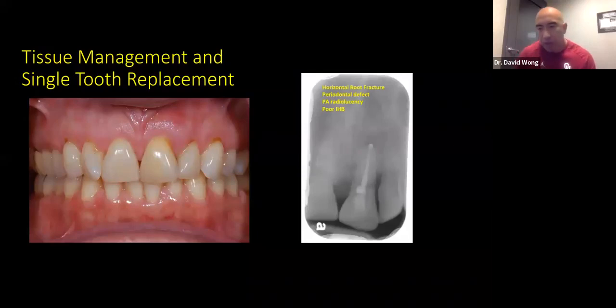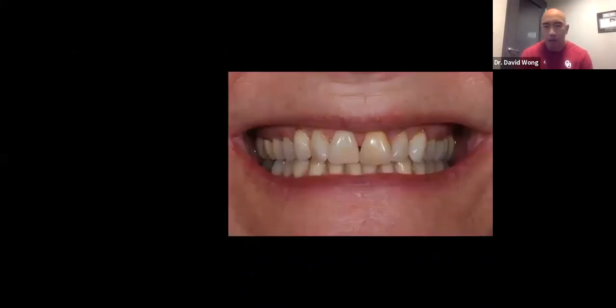So the challenges of this case, we have a horizontal root fracture, periodontal defect. If you look closely, there's a periapical radiolucency, and mostly we have poor interproximal height of bone because of where the horizontal root fracture is. So this is her smiling.